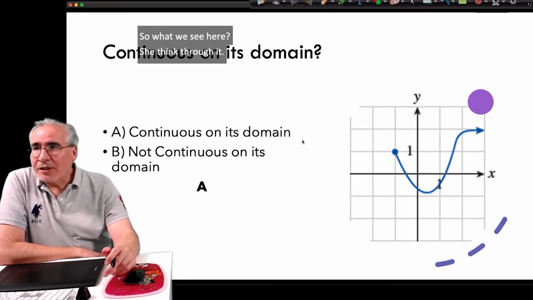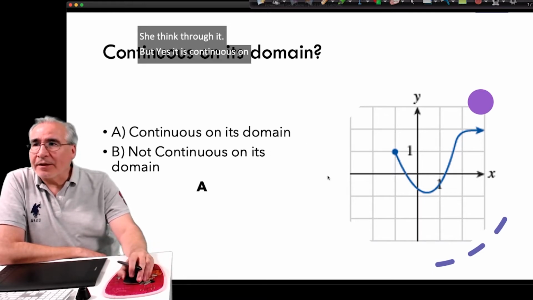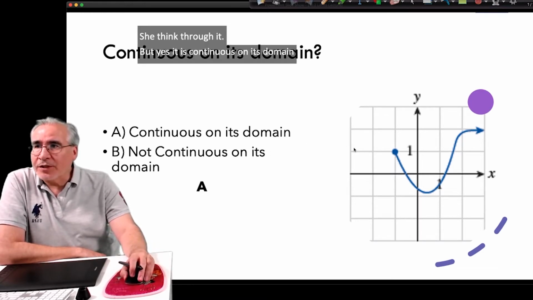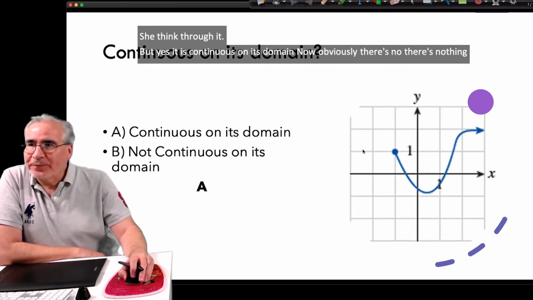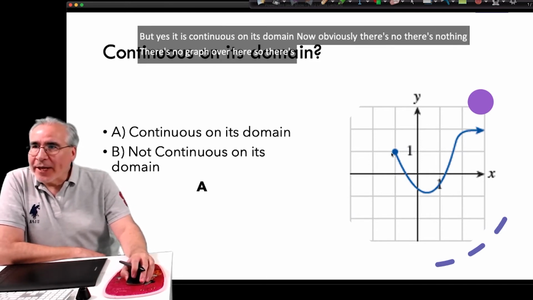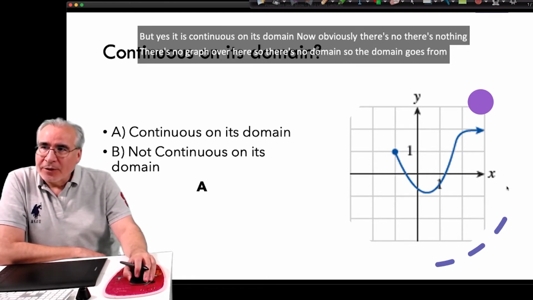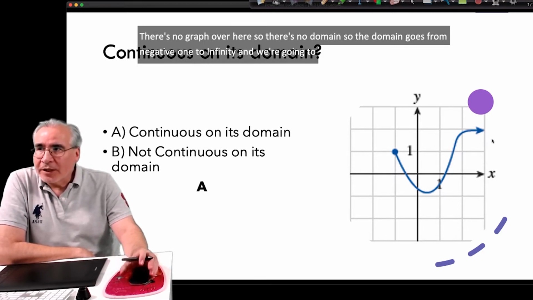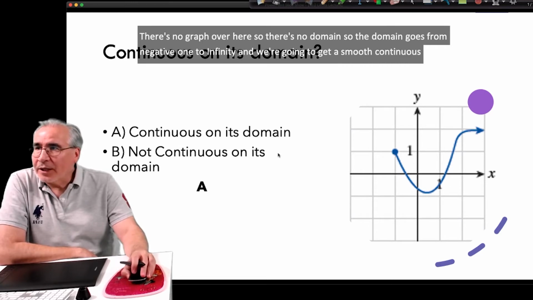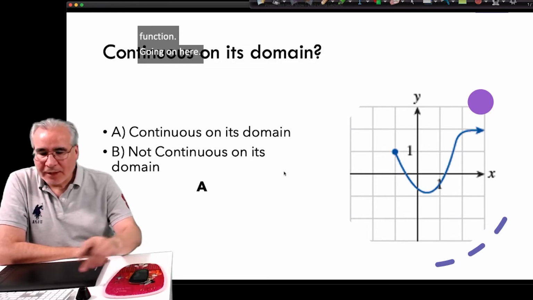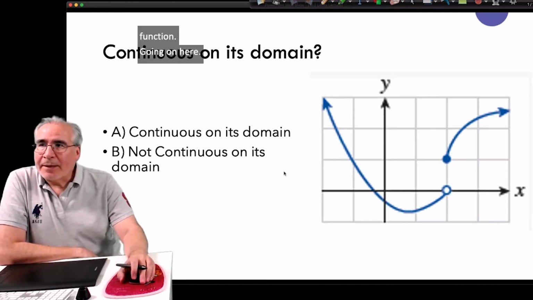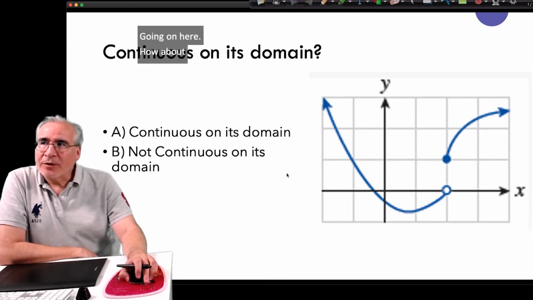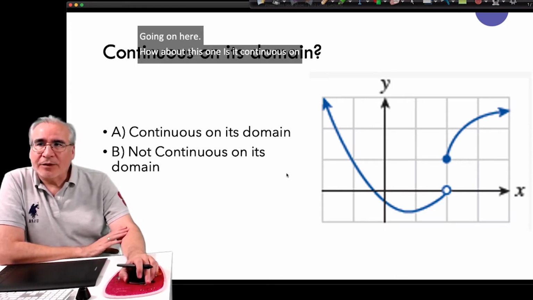That yes, it is continuous on its domain. Now, obviously, there's no graph over here, so there's no domain. So the domain goes from -1 to infinity, and we're going to get a smooth, continuous function going on here. Okay. How about this one? Is it continuous on its domain or not continuous on its domain?